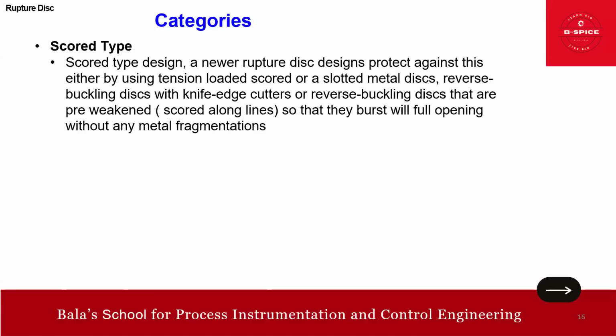Then we have the score type. The score type, of course, is a newer rupture disc design, protected either by a tension loaded scored or slotted metal disc, or a reverse buckling disc with a knife edge cutter, which I mentioned. Or reverse buckling discs that are pre-weakened, meaning they have scored lines. So they burst with full opening without any fragmentation. The point is, in the solid type we have metal fragmentation, but here there is no such fragmentation. Just remember that.